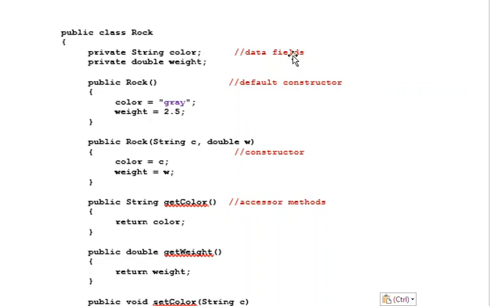The first thing is we're going to declare our data field. So in this case, every rock has a color, every rock has a weight. We've made them private because every data field should be private. The next thing we need to do is name the type of the data field. So a color is a string, capital S string, color. So red, blue, black, gray, whatever.